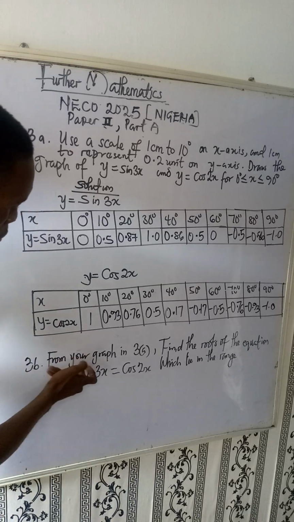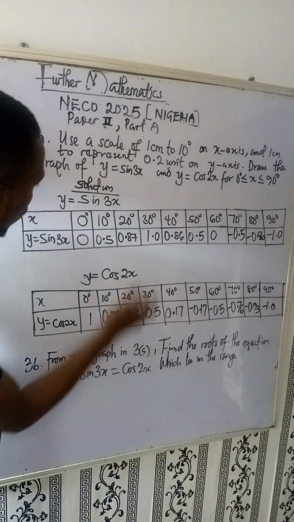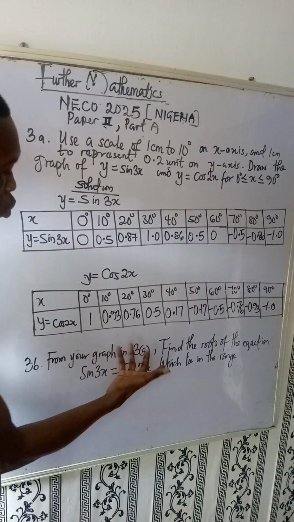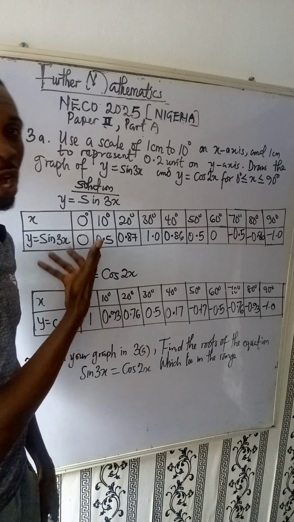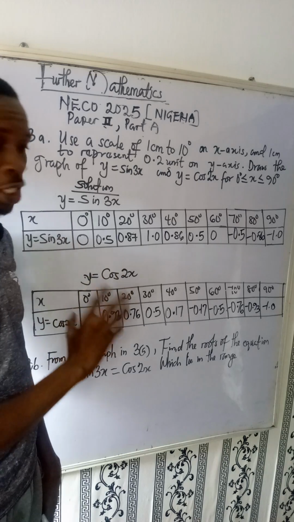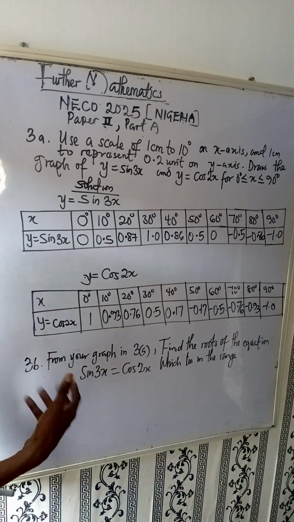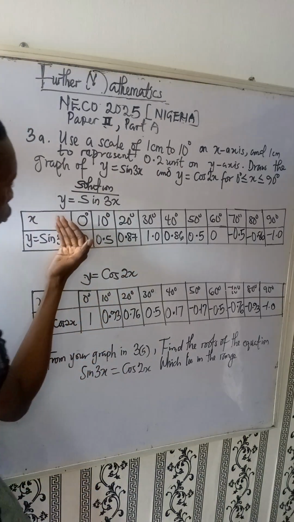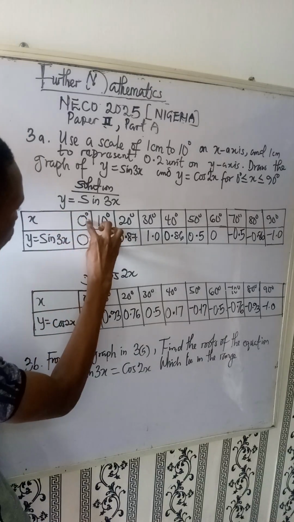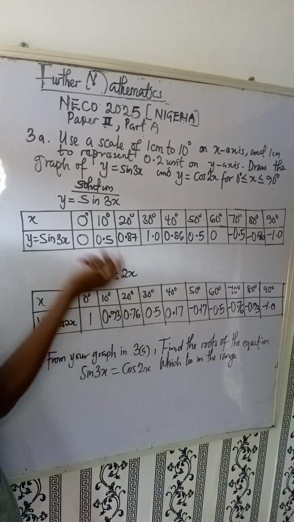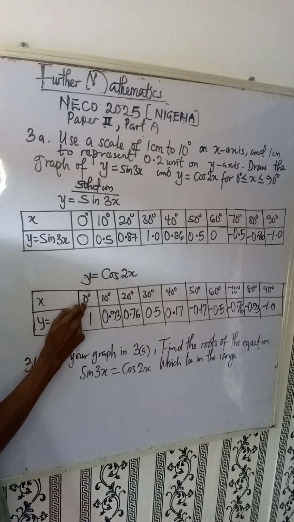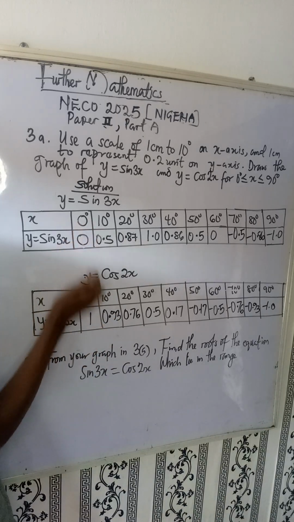Question B now says, from your graph, after you have drawn the graph in 3a, we should find the root of the equation sine 3x equals cos 2x. Since I don't have the graph, that means I can't use the graph to find the root. However, I will teach you a trick that you can use here. And the trick is this. Check where you have the same value here and the same value is also here. If you look at here, x is 0 for sine 3x, y is 0. But when x is 0 here, y is 1. So this is not true.